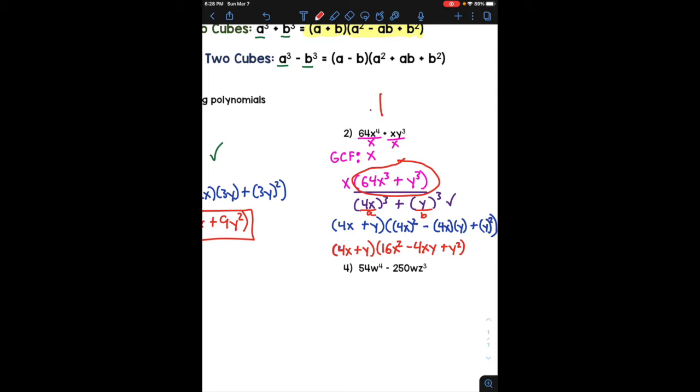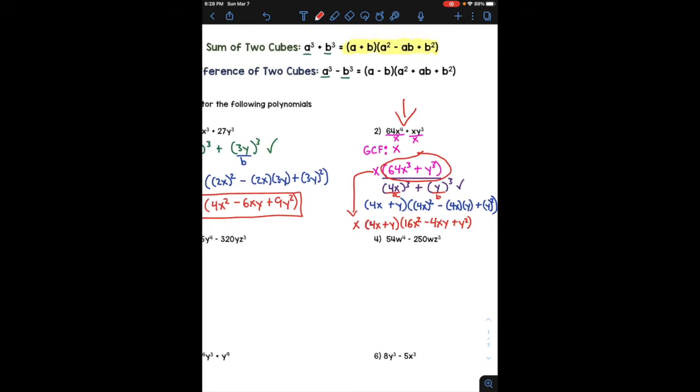However, for all of the factors of our original problem, we can't forget to include our GCF of x, which would go into the front of our factored form. In this case, the binomial that we have in problem number 2 has 3 prime factors.